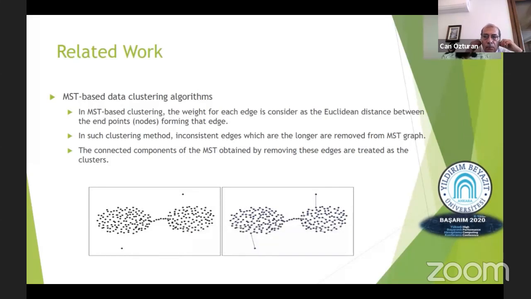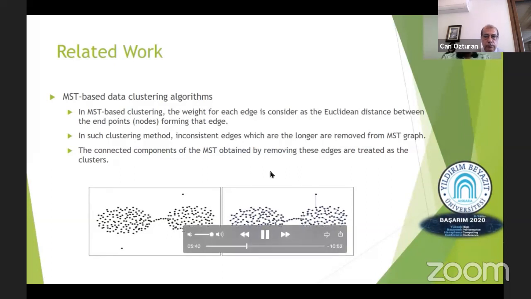Same algorithm: in order to get some clusters, we need to specify the inconsistent edges, which are the longest edges. So by cutting the longest edges gradually, we will end up having a cluster that contains only one data point, which is not an ideal result. So this is the major disadvantage of this kind of data clustering algorithm.